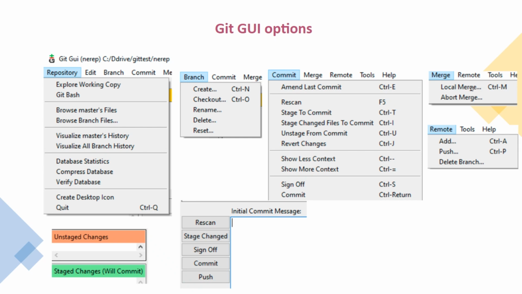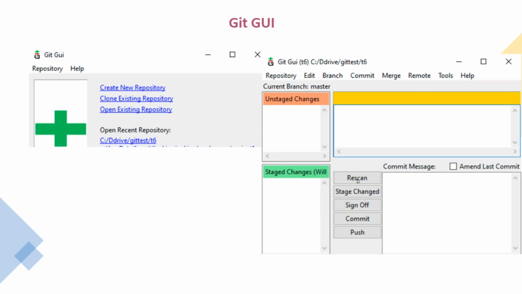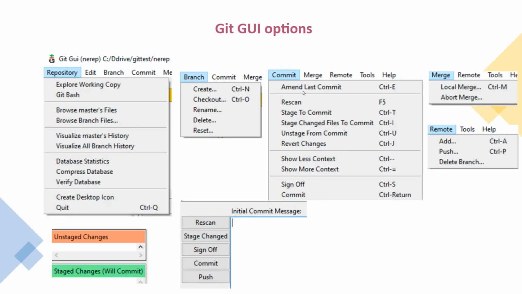Then the merge menu, here we have two options, local merge and abort merge. In the remote menu, add, push and delete. Options like initial commit message and rescan are in the UI. You can see this UI, rescan, stage changed, all are available in the commit menu also. You can use any of these. We will see these options in detail in the coming sections.